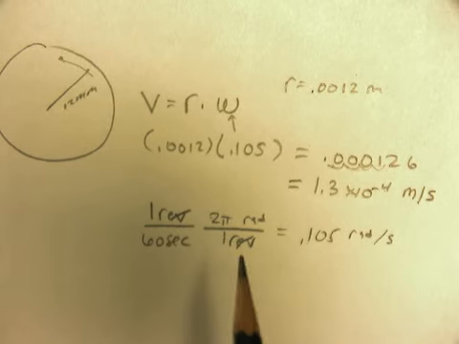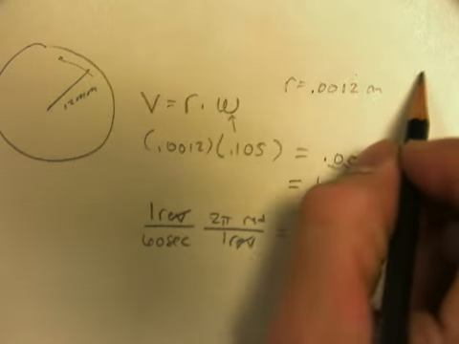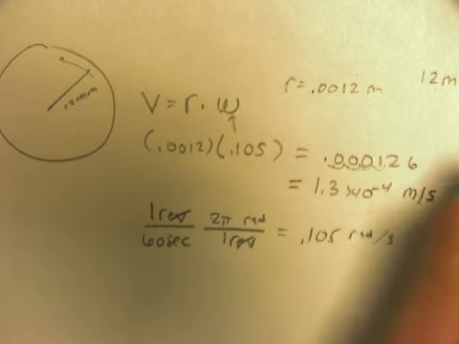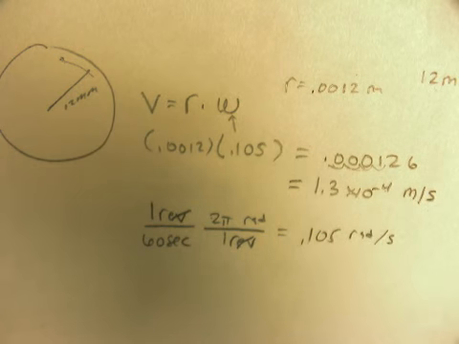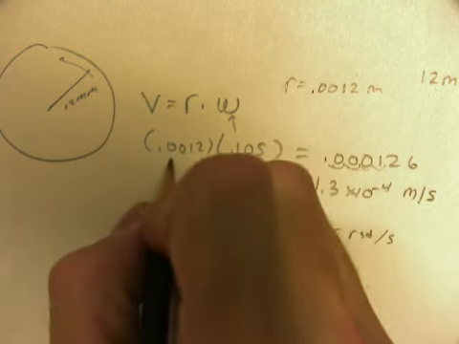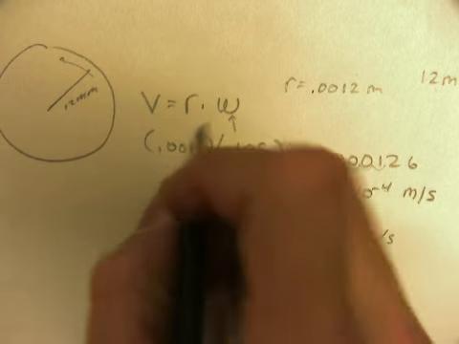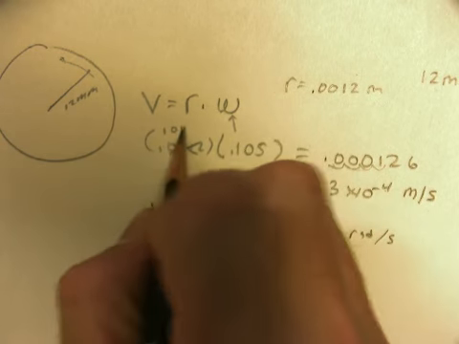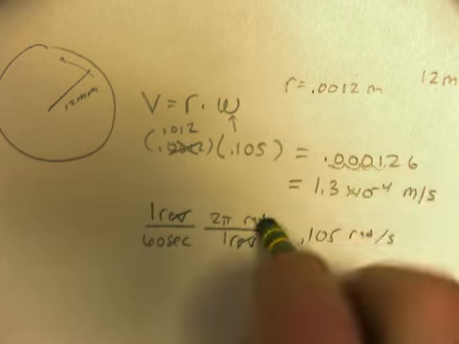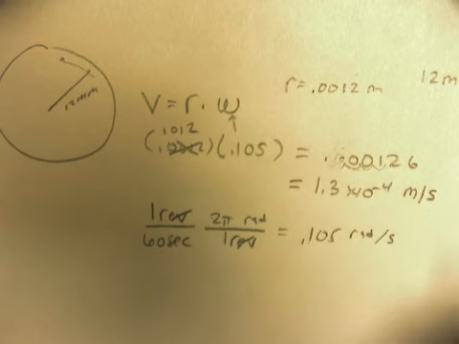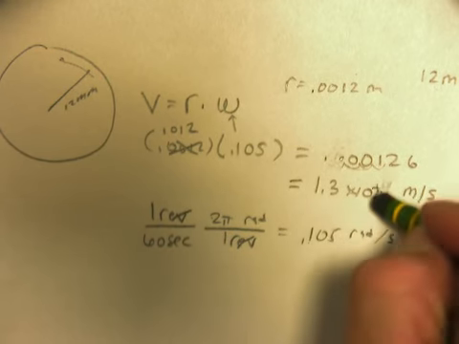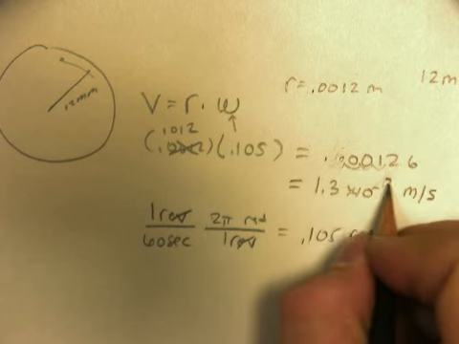12 millimeters. There's 1,000 millimeters in a meter. Oh yeah, I'm a dork. This should be 0.012. So when you multiply this, then this is wrong. So then this is 1.3 times 10 to the negative 3rd. Yep, that's my problem.